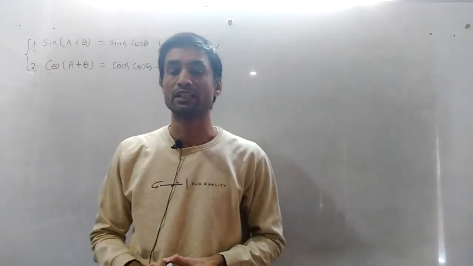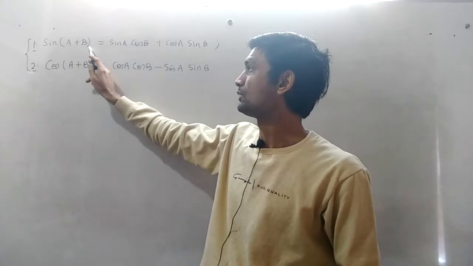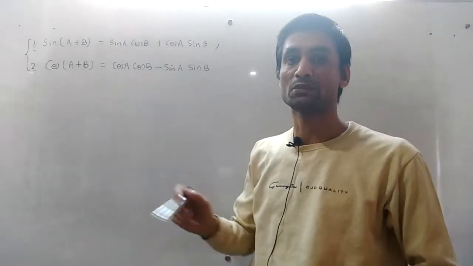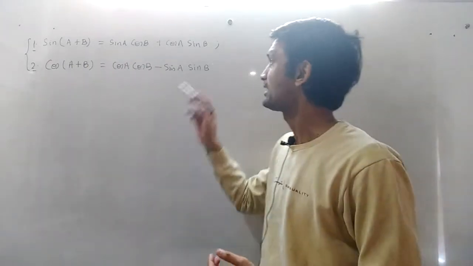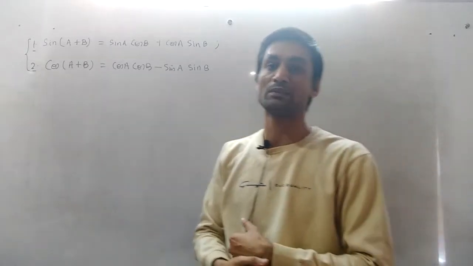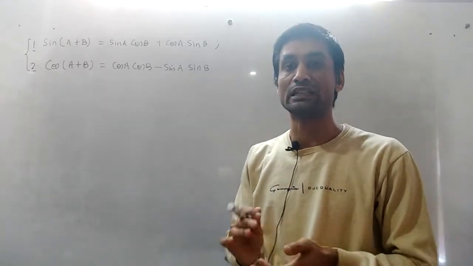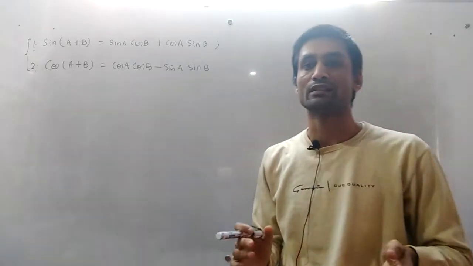Today we will study the derivation of sin(a+b) and cos(a+b). You know sin(a+b) is equal to sin a cos b plus cos a sin b, and cos(a+b) is equal to cos a cos b minus sin a sin b. This derivation part is tedious, and students find it quite difficult.